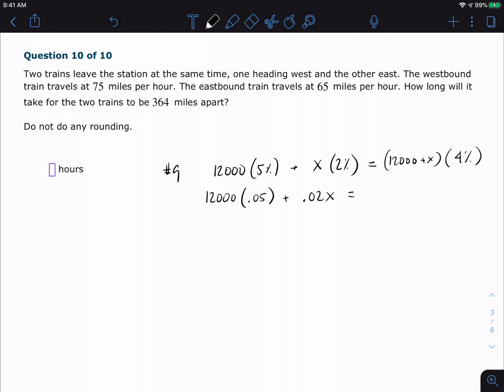When we multiply this, I'm going to get 12,000 plus x times 0.04. And so this is going to be 600 plus 0.02x is equal to 480 plus 0.04x. Are we okay with that?